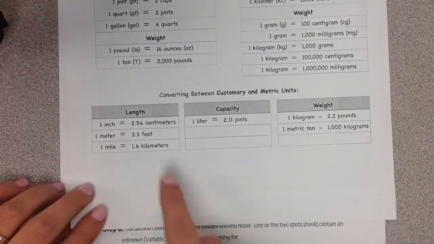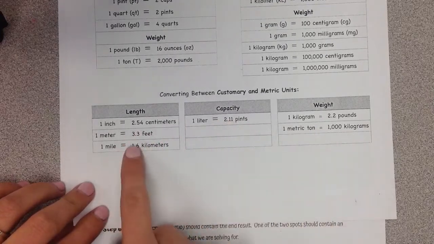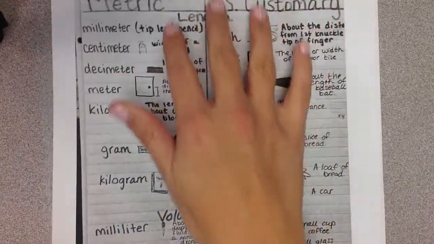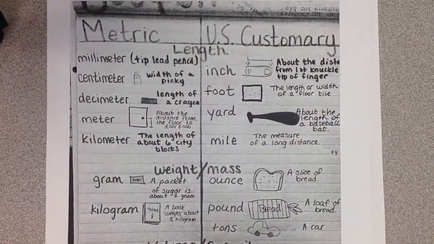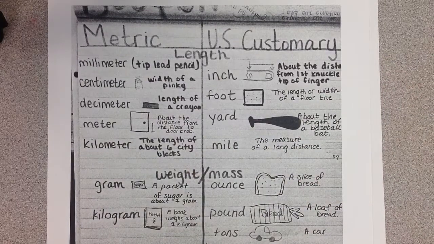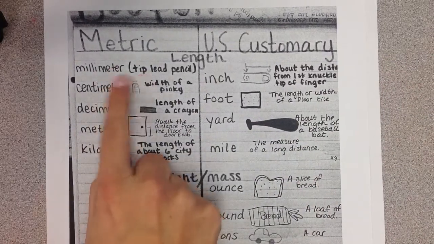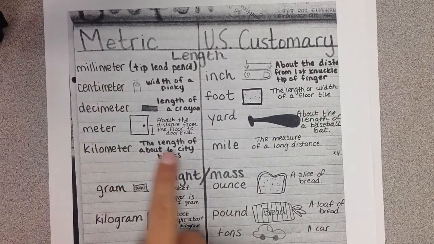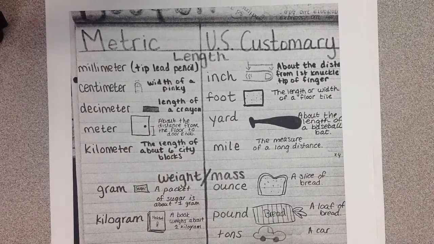And then on the bottom here are some common things that you might convert between customary and metric, okay? And then on the back, it gives some examples of what might be measured by those certain units. So a millimeter, the tip of a lead pencil, versus a kilometer might be the length of city blocks, okay?